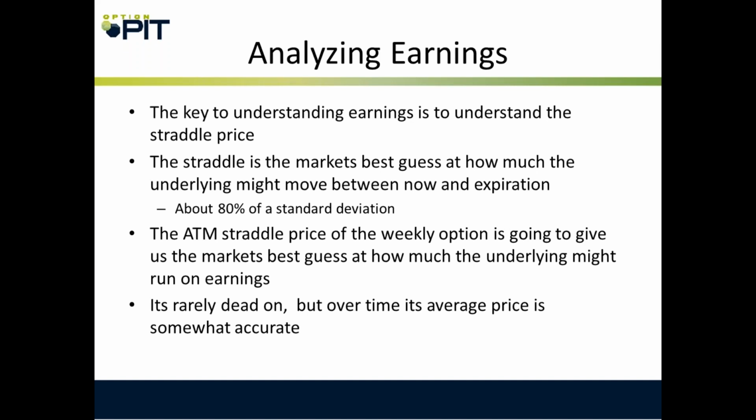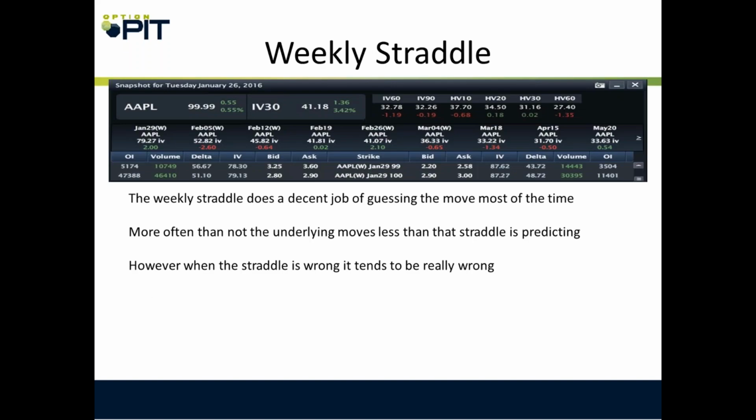A straddle is the market's best guess at how much the underlying might move between now and expiration. It's about 80% of the standard deviation and is going to be right about 50 to 58% of the time. It's rarely dead on, but over time, they are pretty accurate. So the at-the-money straddle price of a weekly option is going to give you the best guess of what might happen. So let's take a look at a weekly straddle here.